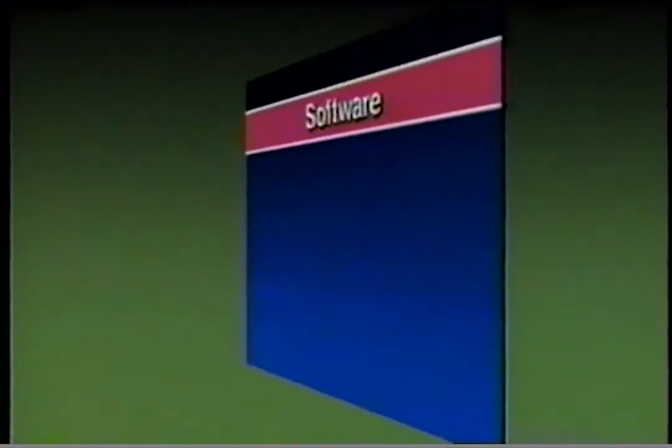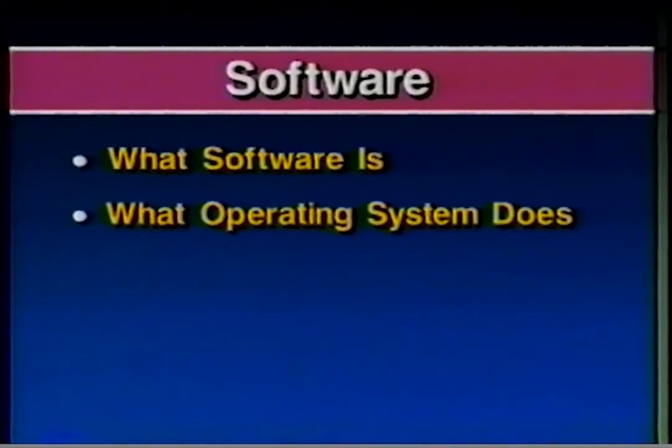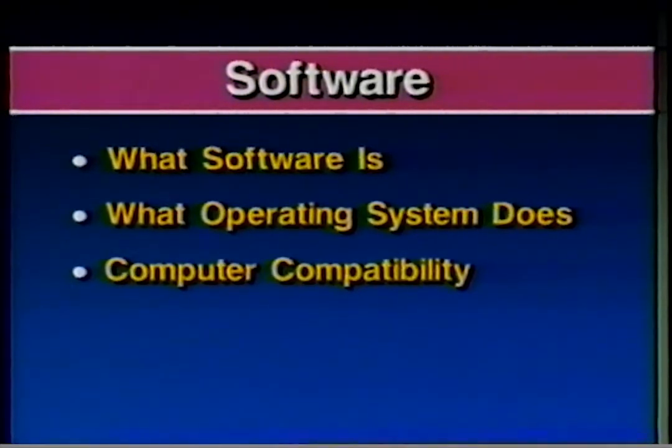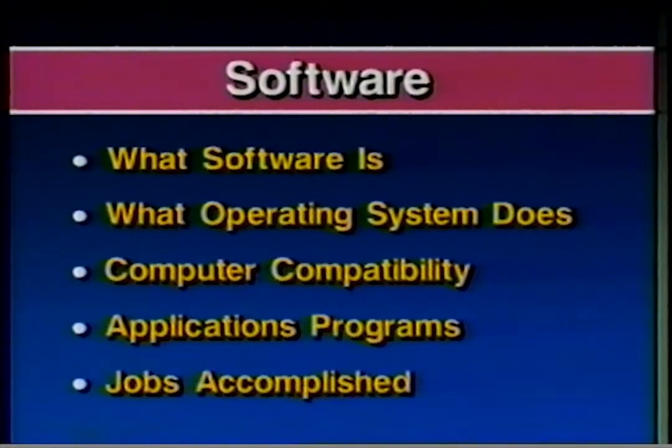The specific jobs used in most business settings include word processing, spreadsheet, and database management. But there are many other special programs for use at work, at home, and at school. In this lesson, you have learned what software is, what an operating system does, what is computer compatibility, what are applications programs, and what jobs can be accomplished with applications programs.